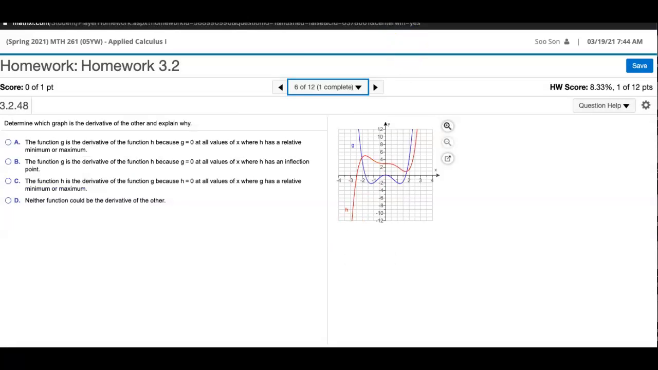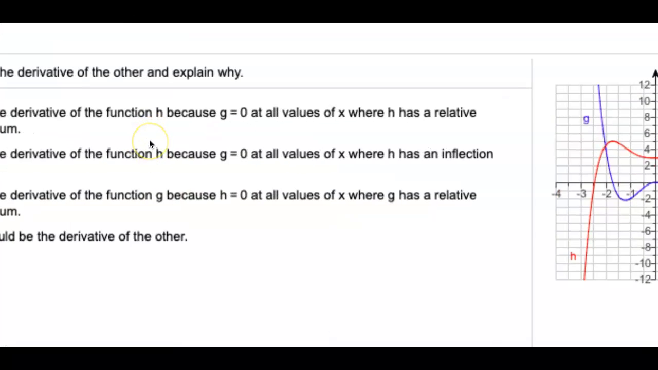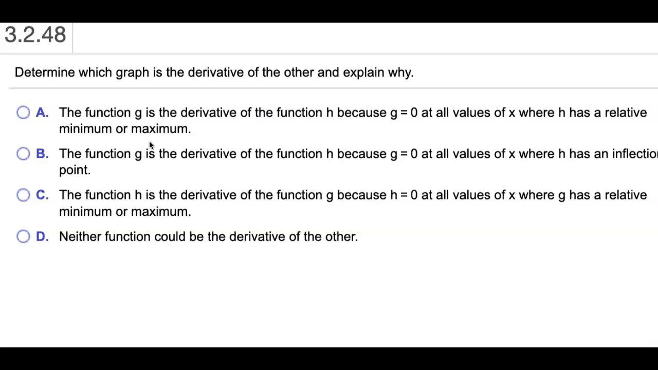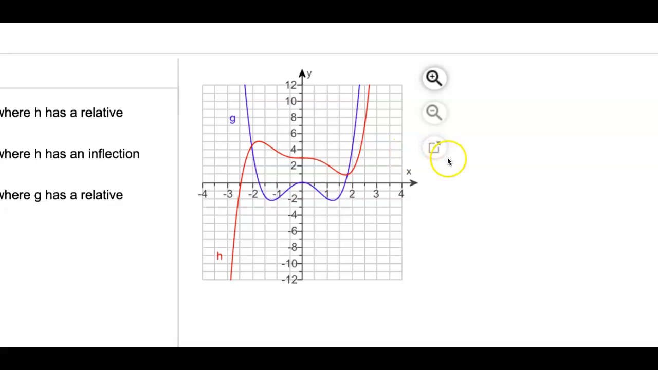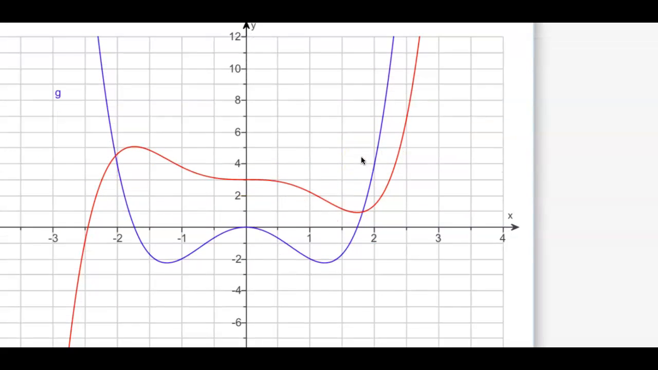But you know what? We can do this. This looks short. It's like a multiple choice. So it says, determine which graph is the derivative of the other and explain why. Okay, so they gave us 2 graphs. I have a blue graph and a red graph. So I opened it up really big for you.